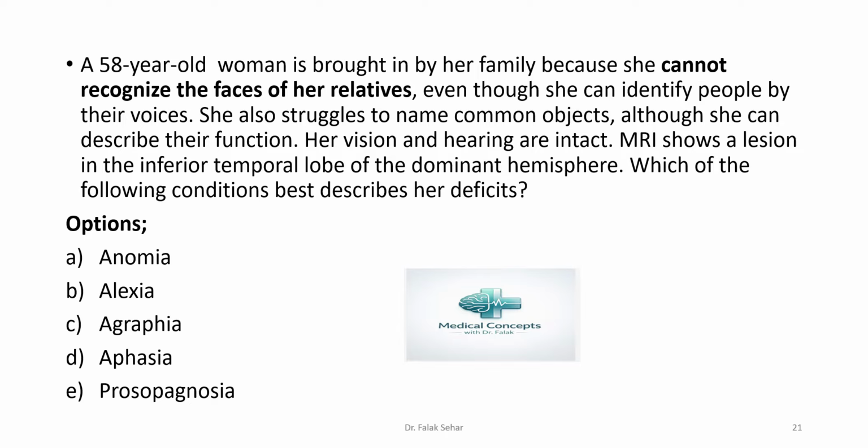Why not other options? Because anomia is the inability of a person to call the name of an object. Alexia is when a person is unable to read. Agraphia, a person cannot write. And aphasia, the person cannot speak. So here the correct option is prosopagnosia.